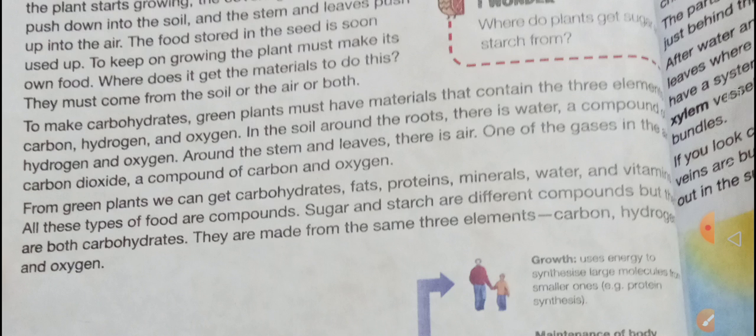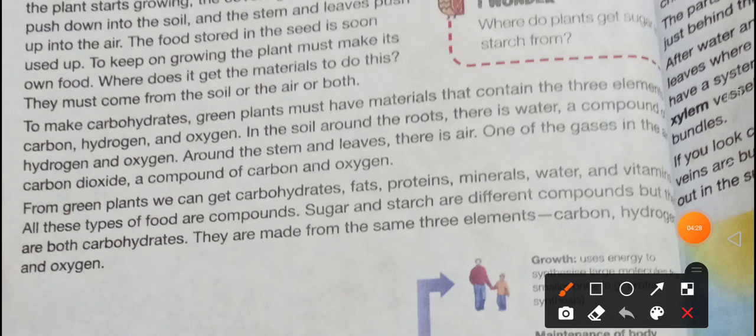From the green plants, we can get carbohydrates, fats, minerals, water and vitamins. All these foods are compounds. Compound means when simple elements are joined together, they form compounds. For example, carbohydrate is a compound. It is made of carbon, hydrogen and oxygen. In a similar way, fats and proteins and water and vitamins are forms of compounds.